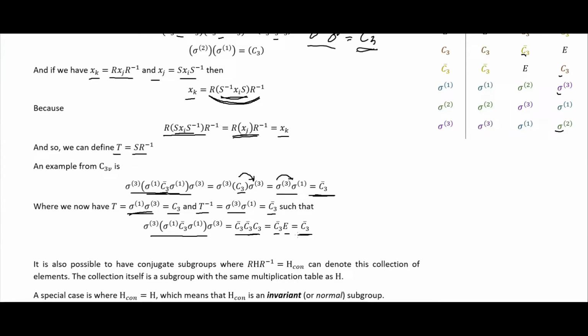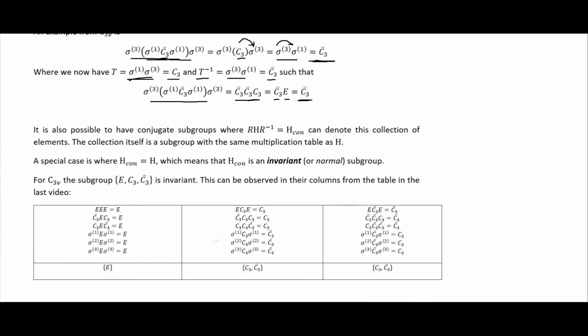And so we see how that can work with our example group here. It is also possible to have conjugate subgroups, where our subgroup H surrounded by these elements of our group is equal to this conjugate subgroup here. Conjugate subgroups is something I talked about in the previous video. And so we can have this collection of elements itself as a subgroup with the same multiplication table as H.